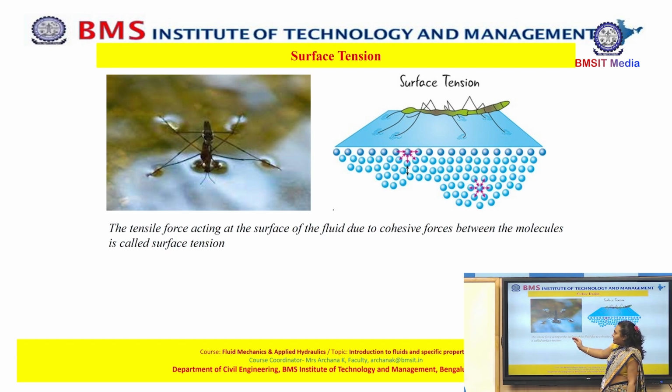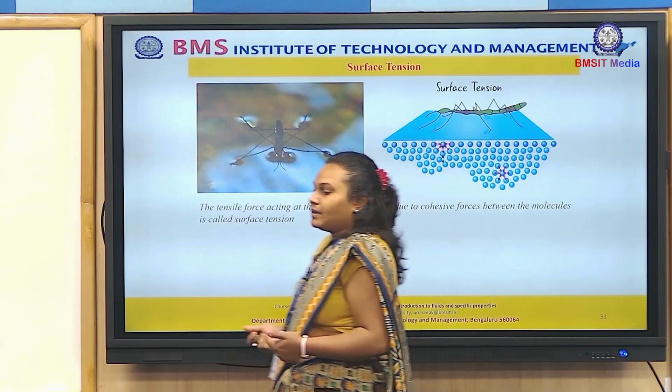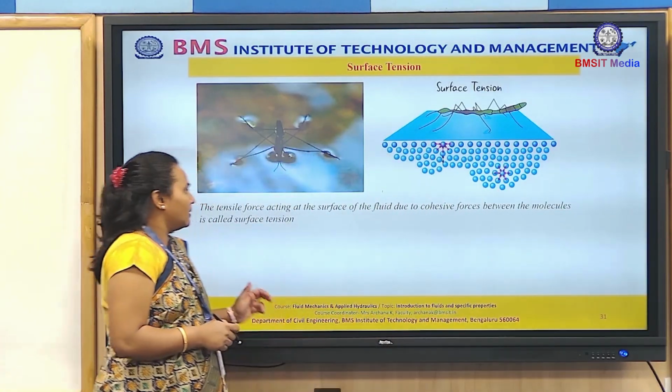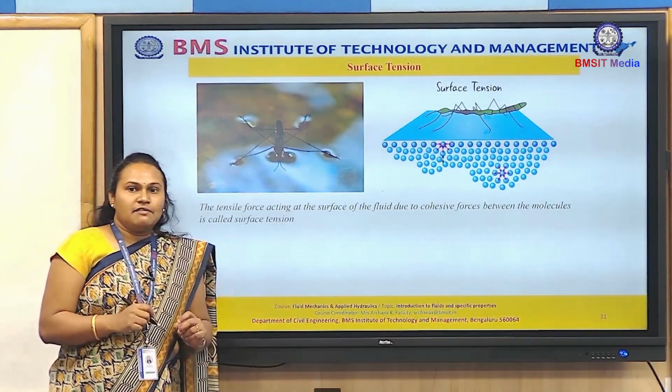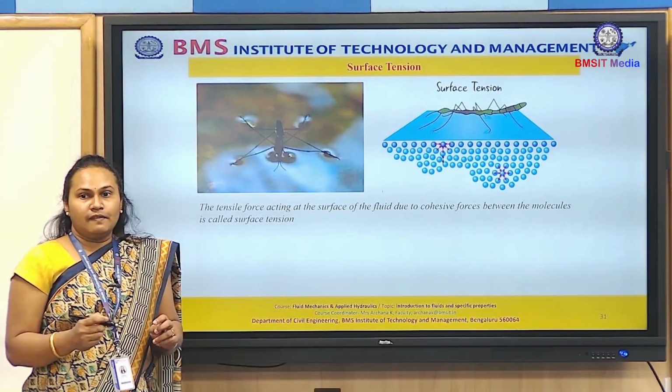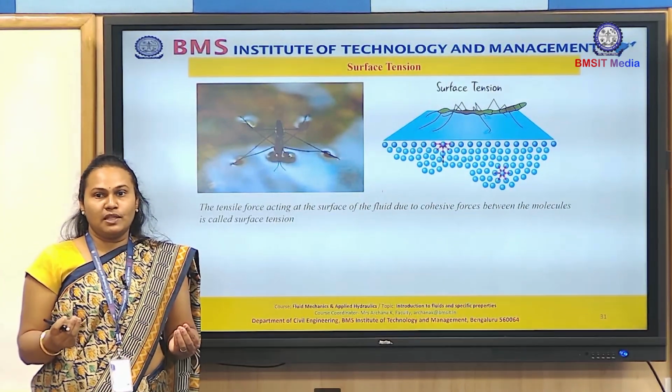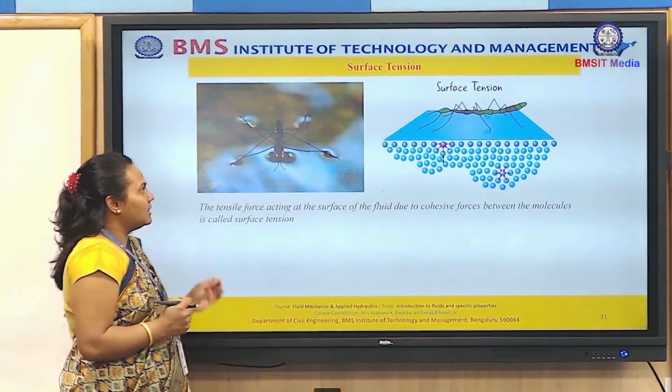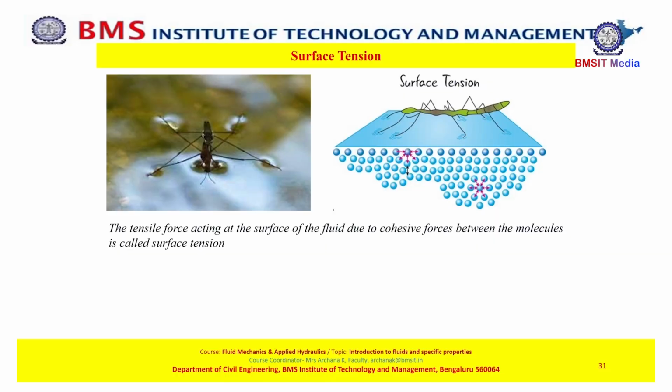Now if you can see another picture here, there is an insect which can float easily on water and it can rest, and you can see its legs floating on the water, but there is a surface which is curved in nature. This is because of the surface tension of water. The free surface is acting like a tensile membrane. So surface tension is defined as the tensile force acting at the surface of the fluid due to the cohesive force between the molecules, and it is also termed as tensile membrane or surface tension.